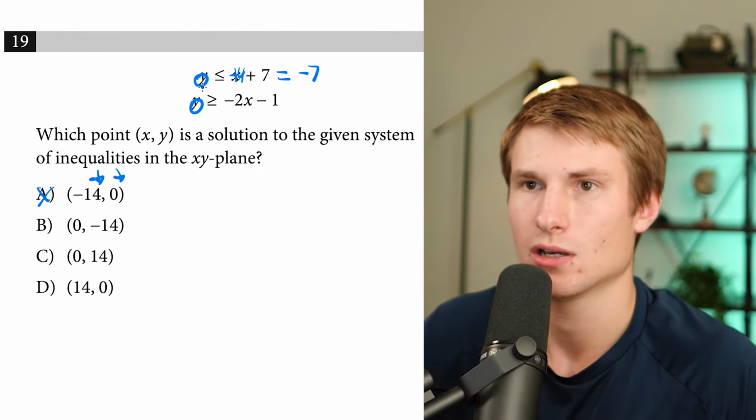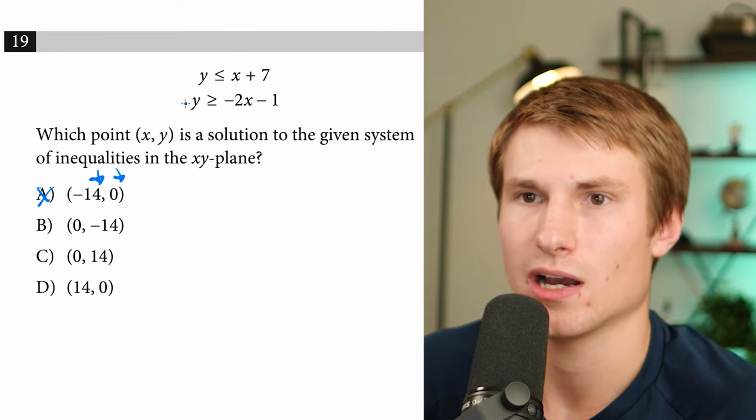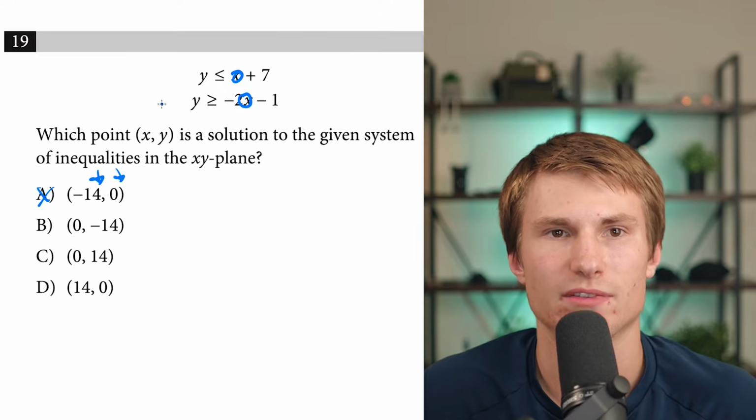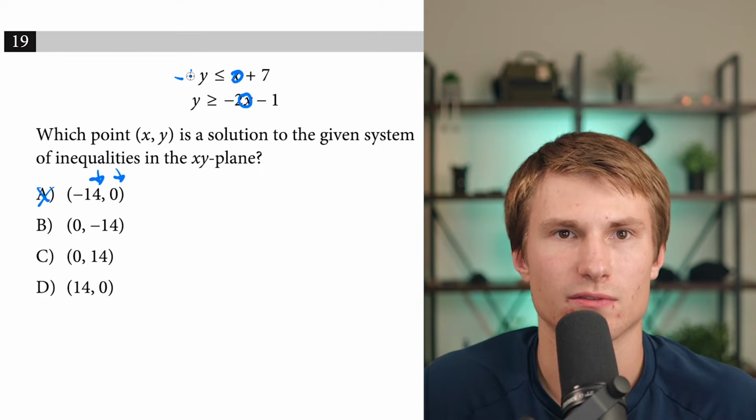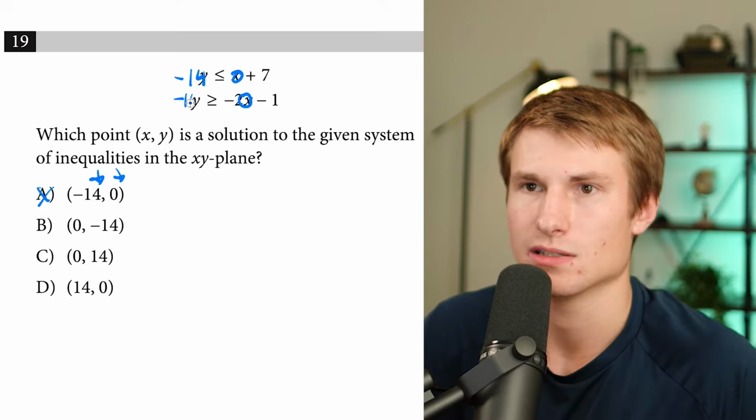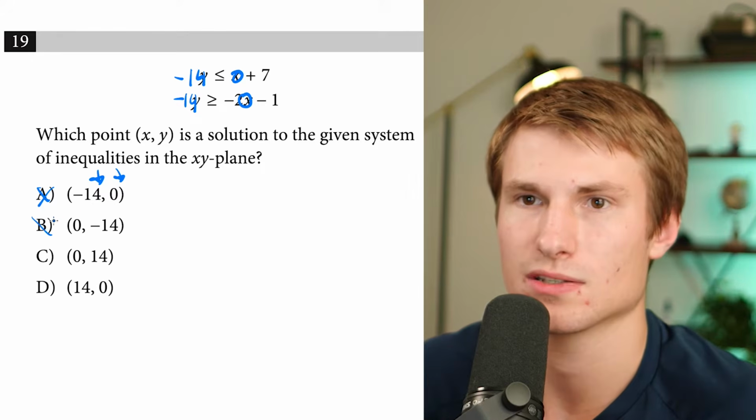If I look at B, go ahead and erase all this again. Now we've got 0 for the value of x, and then we have negative 14 for the value of y. Is negative 14 less than or equal to 7? Yes, it is. Is negative 14 greater than or equal to negative 1? It is not, so B is incorrect as well.